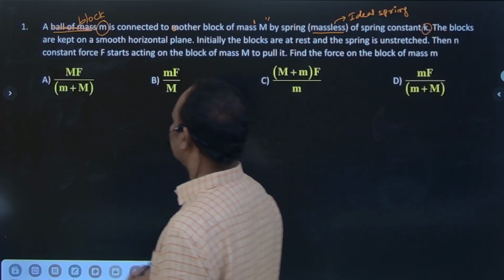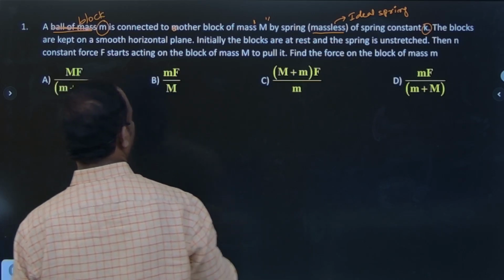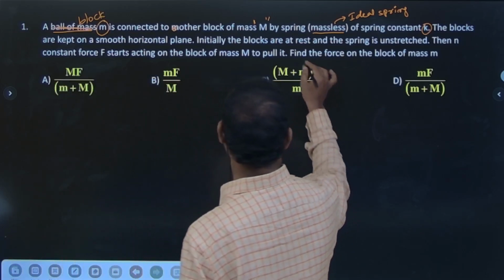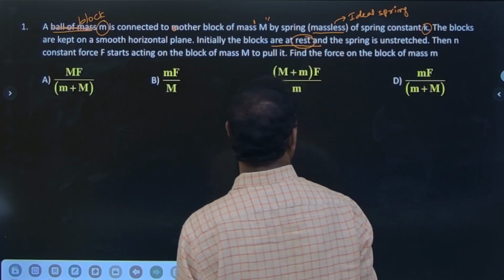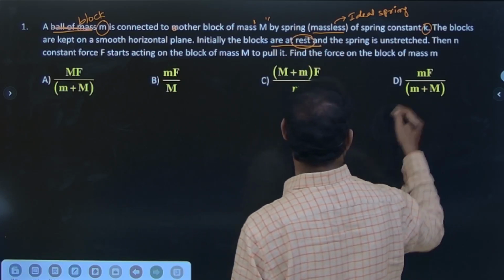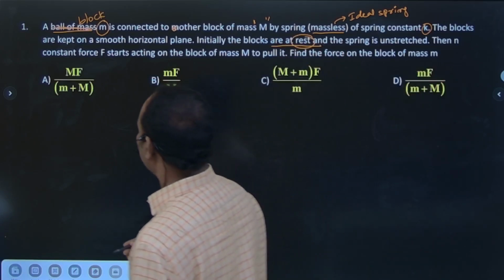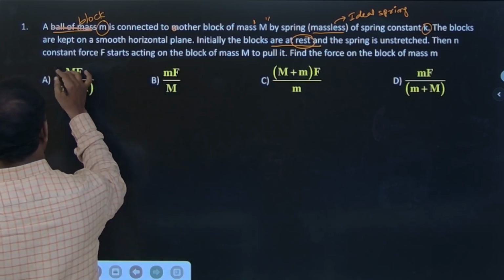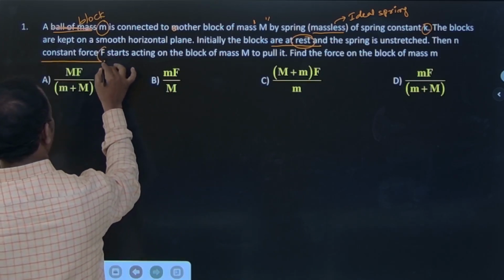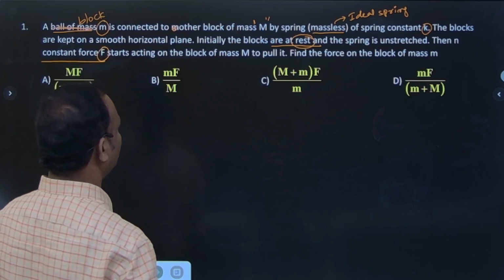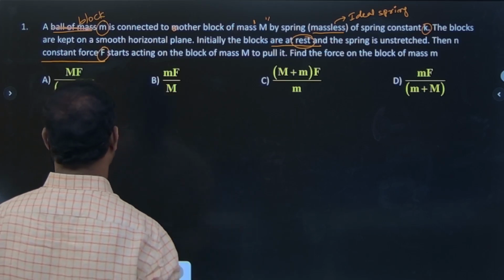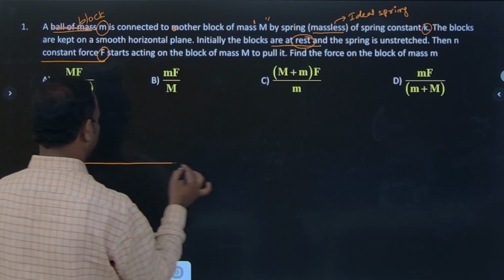The blocks are kept on a smooth horizontal plane. Initially, the blocks are at rest and the spring is unstretched. Then a constant force F is applied on the block of mass capital M to pull it. Find the force on the block. Here the question is given.